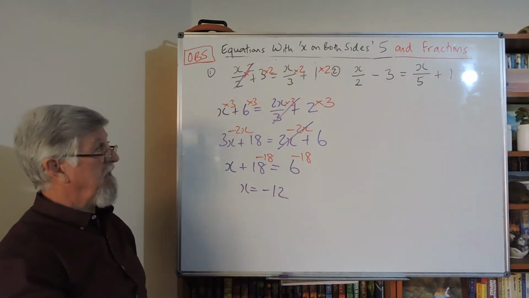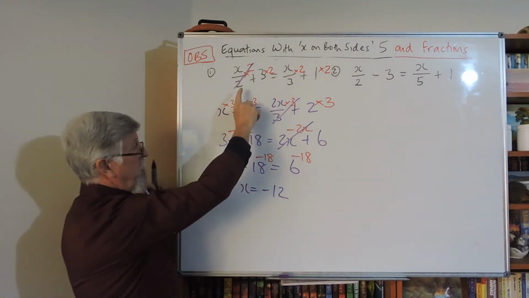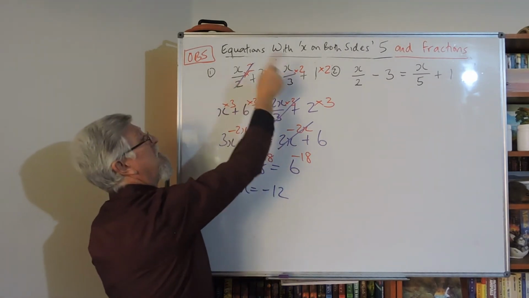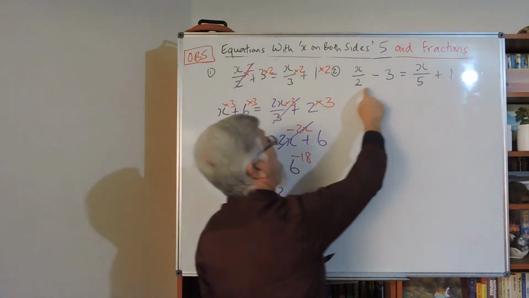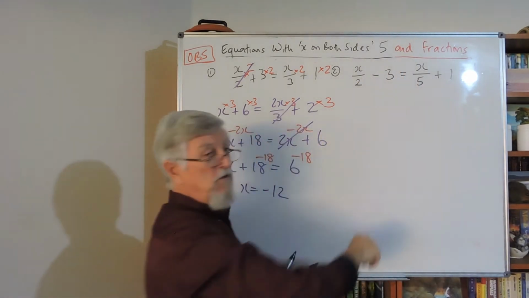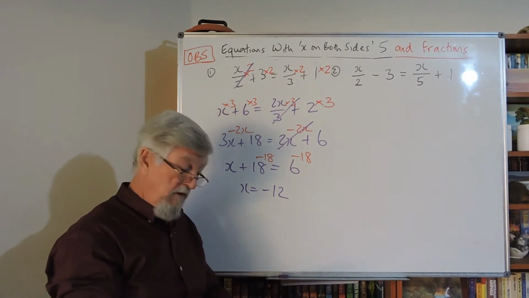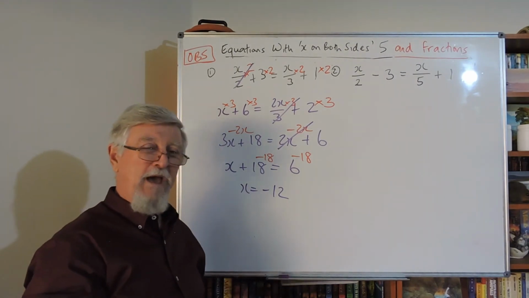I could put it back in there and check. So what we did first was multiply by 2. Then we multiplied by 3. So on this question, get rid of 2 fractions. I can multiply by 2 and then multiply by 5, but this time I'm going to do it all in one go.